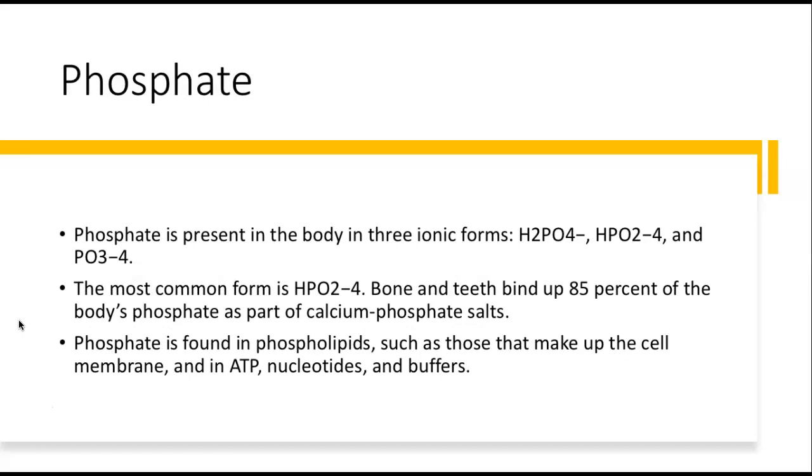Okay, and then we're getting into phosphate. Phosphate is present in the body in three different ionic forms: H2PO4 minus, HPO4 2 minus, and PO4 3 minus. The most common is HPO4 2 minus, and bone and teeth bind up 85% of the body's phosphate as part of calcium phosphate salts. Phosphate is also, as we know, found in phospholipids, like those that make up cell membranes. You find phosphate in ATP, in nucleotides, and also in buffers.